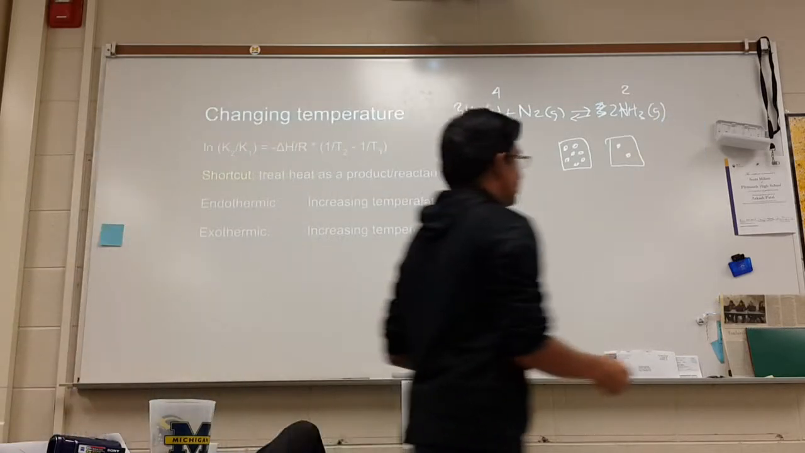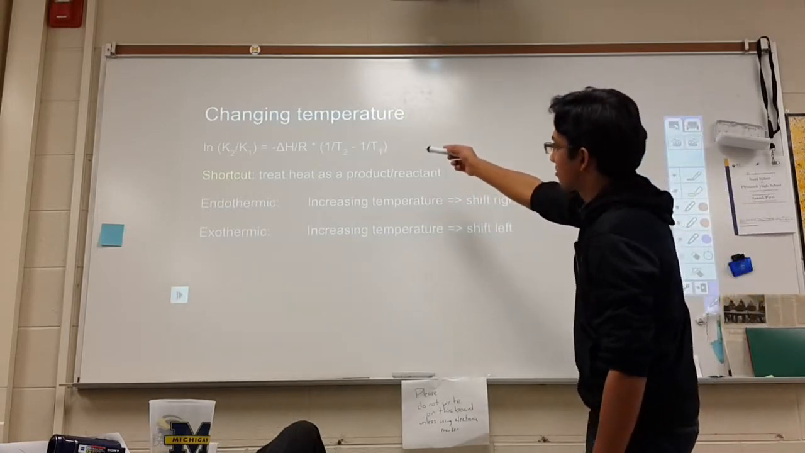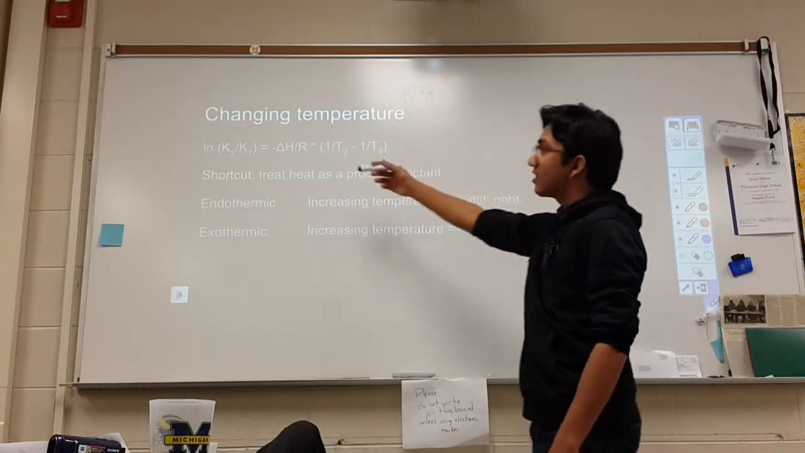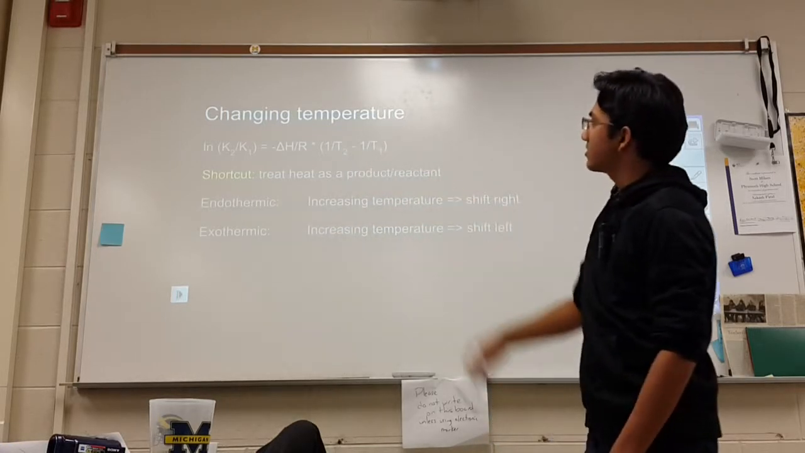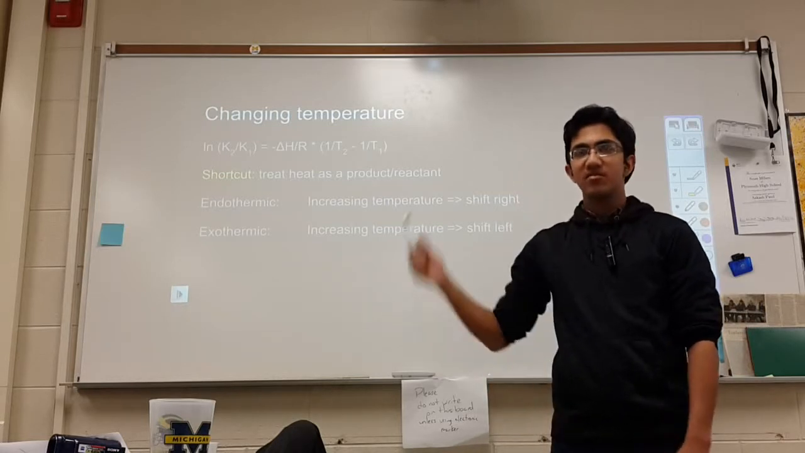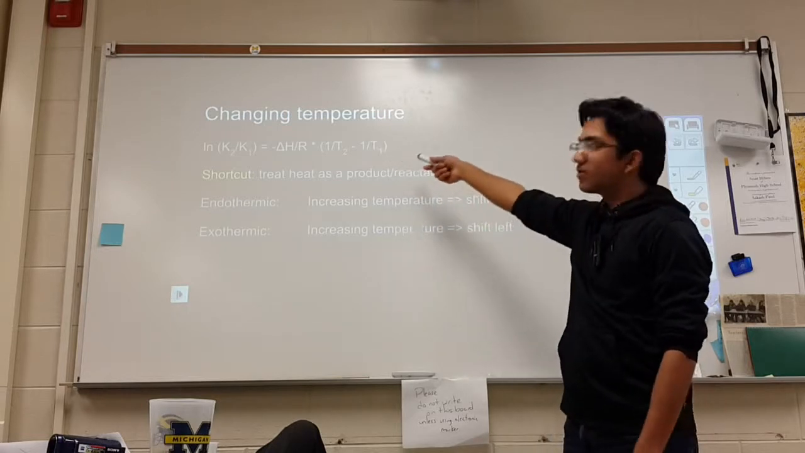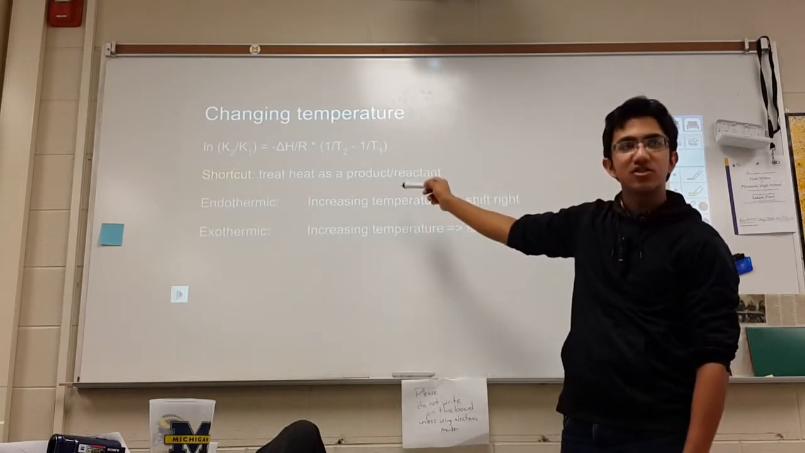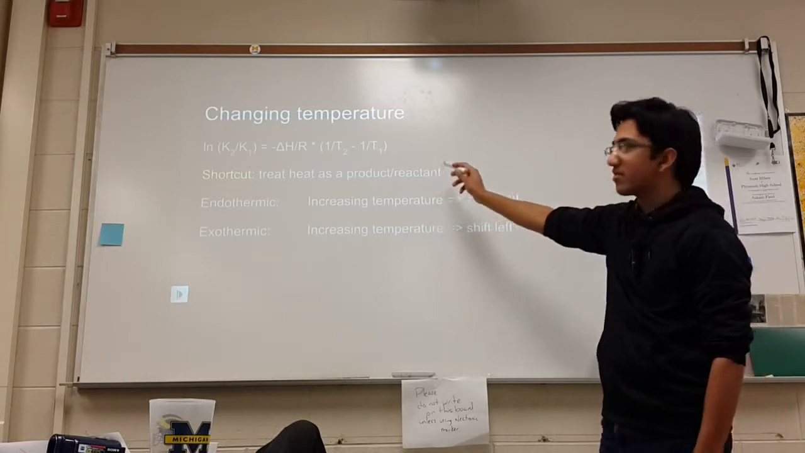And the last one, changing temperature. There's a fancy equation you can use. I have no idea what it's called. But ln K2 over K1 is equal to negative delta H over R times 1 over T2 minus 1 over T1. Easy to memorize, right? You don't have to know this until the national exam for Chem Olympiad, but there's a shortcut if you don't want to memorize all that.